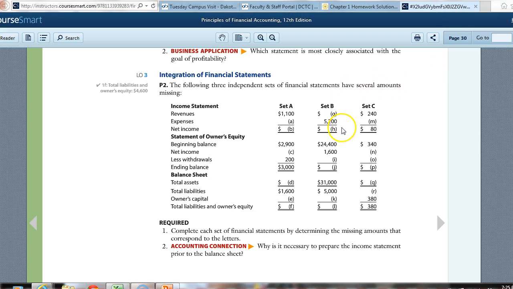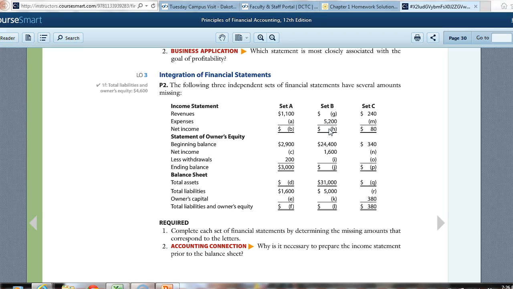On this one, we're missing revenues, we're missing net income, but guys, do you see how we know the net income has to be 1600 here? So we know H has to be 1600. What does that make our revenues? It has to be 6800, doesn't it?